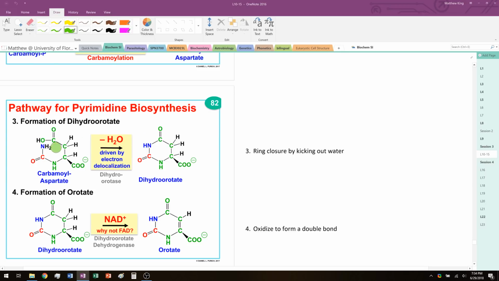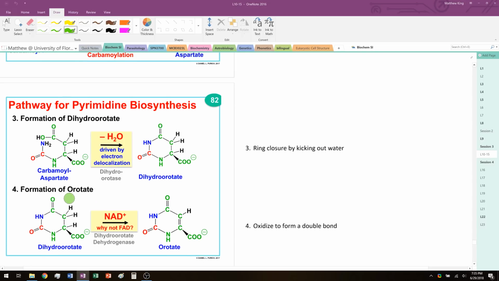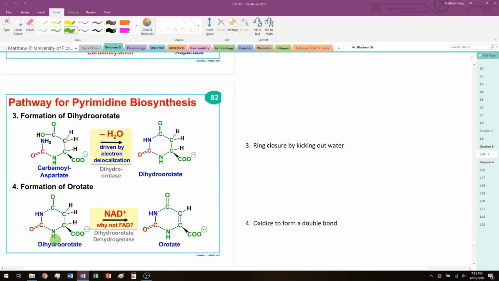So once again, no problem. We closed a ring that does not involve carbon double bond nitrogen. So we don't need ATP. We're working with losing H2O. That's all that's happening in order to close this ring. It's a dehydration.